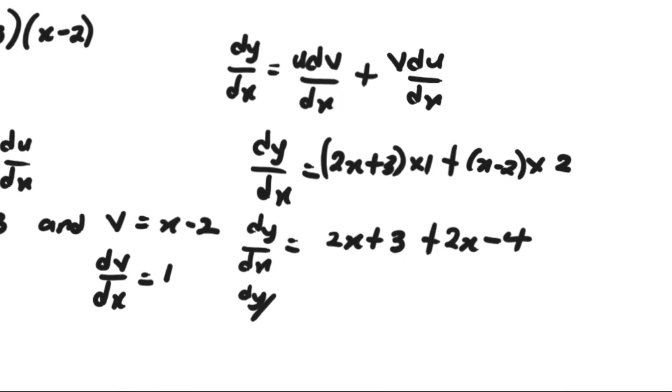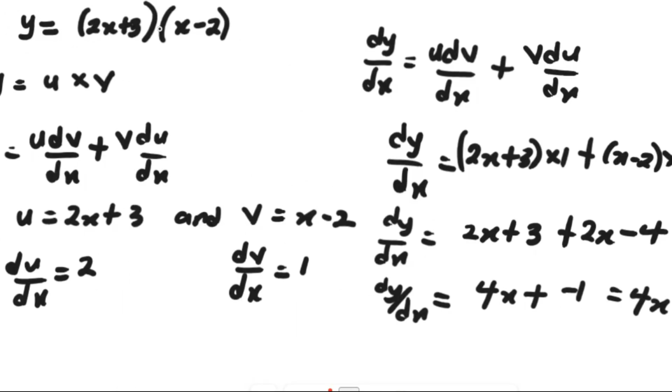The dy/dx will give us 2x plus 2x. When we collect like terms, this will be 4x plus 3 minus 4, that is minus 1. So our final answer will be 4x minus 1. So it means that when you differentiate y is equal to (2x plus 3) times (x minus 2), you are going to get 4x minus 1.